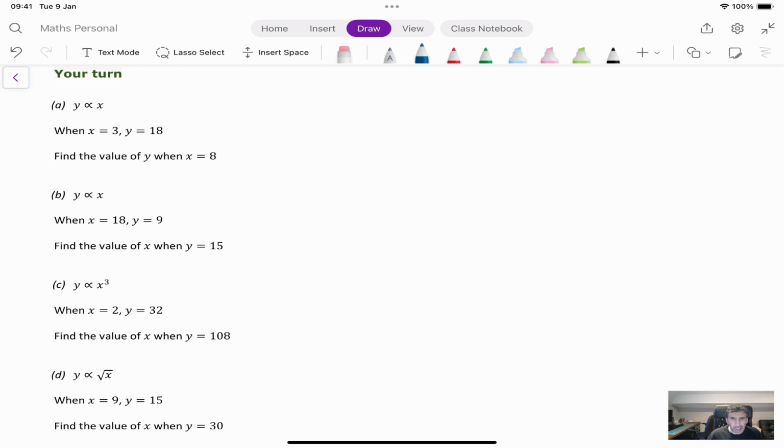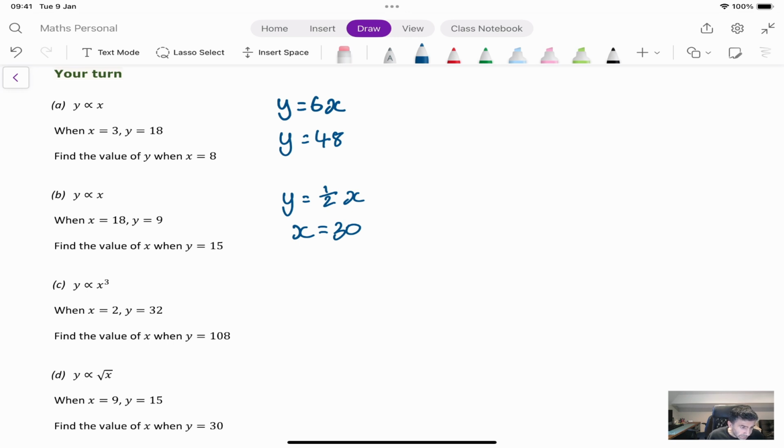Okay, well done if you've had a go at these. I'm going to go through one answer at a time, so you can pause the videos in between if you haven't quite finished. So the first question, you should have worked out that y is equal to 6x for this one over here, and then y is equal to 48 as your final answer. The second one, we should have worked out that y is equal to a half of x as your equation. And then to work out x when y is equal to 15, you should have got x is equal to 30 as your final answer.